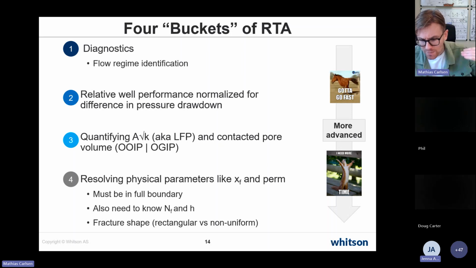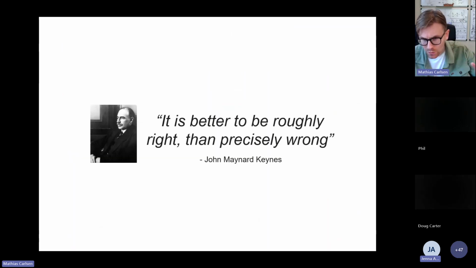The core piece of RTA is this quote right here, at least for me: it's better to be roughly right than precisely wrong. And it goes back to this thing that there's a difference between, call it precision and accuracy.